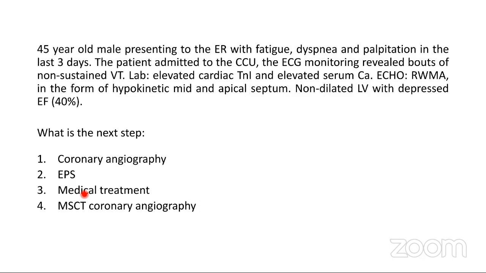A 45-year-old male presents to the ER with fatigue, dyspnea, and palpitation in the last 3 days. The patient is admitted to the CCU and ECG monitoring reveals bouts of non-sustained VT. His labs reveal elevated cardiac troponin I and elevated serum calcium. His echo reveals regional wall motion abnormality and depressed ejection fraction of 40%. Can I ask my colleague what's the next step? Coronary angio, electrophysiology, medical treatment, or multi-slice CT coronary angiography.